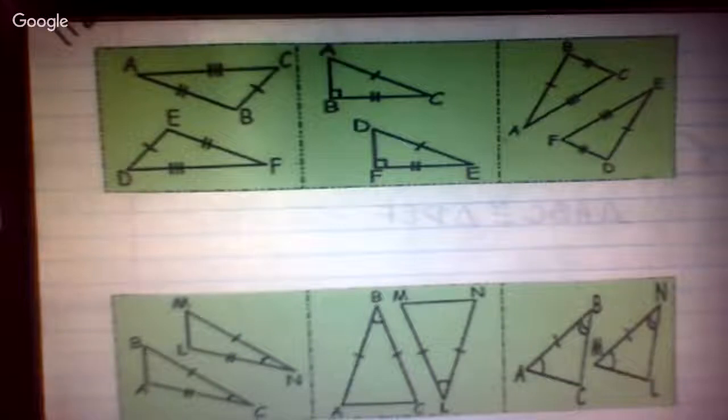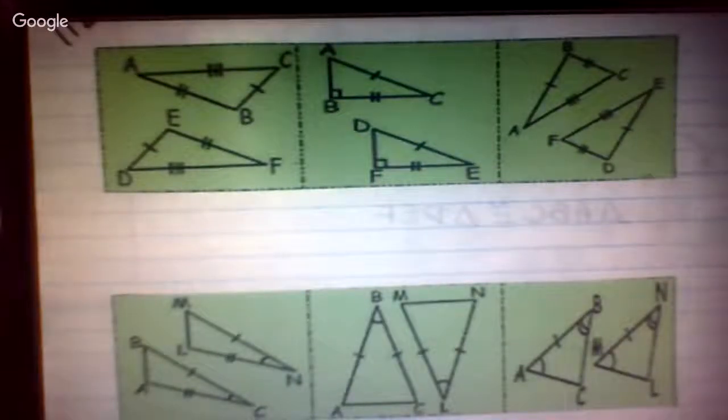Okay, so I'm going to do the first 3 with you, and then I'm going to let you try the last 6 on your own. You try. Okay, the first 3 and the last 3.